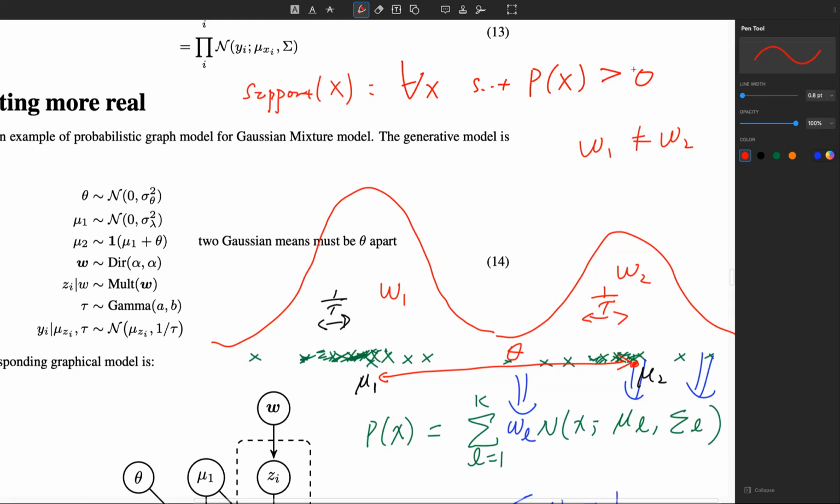I just realized that I forgot to tell you something about covariance, but let me get back to that. I will talk about covariance a little bit later.